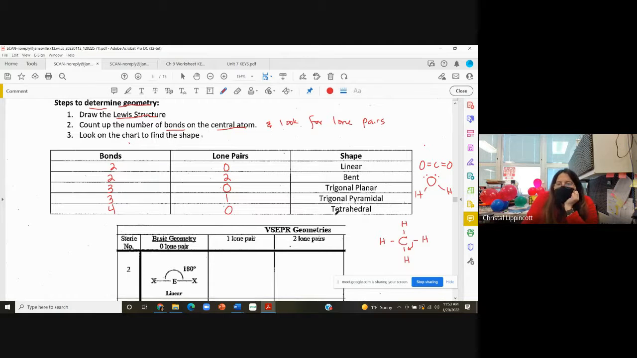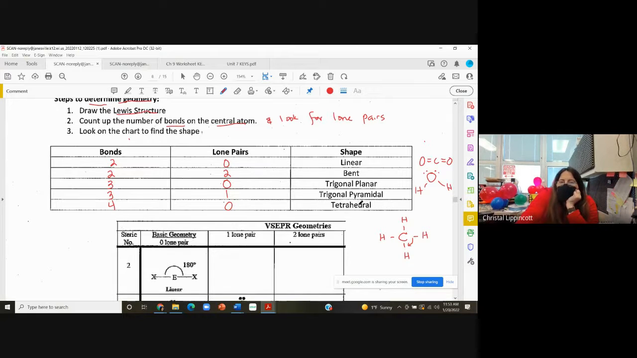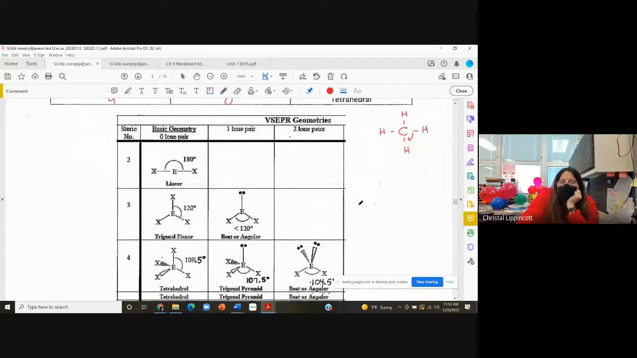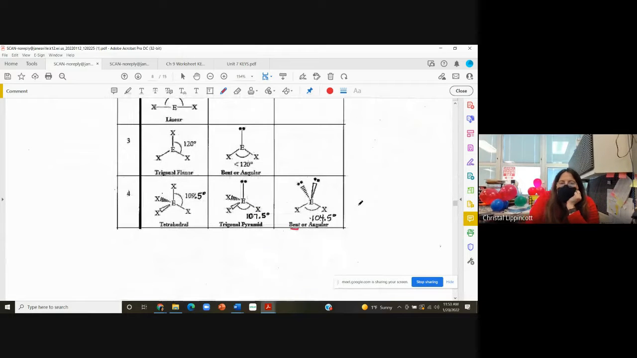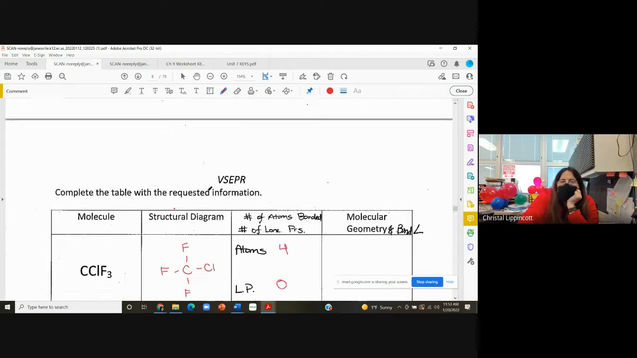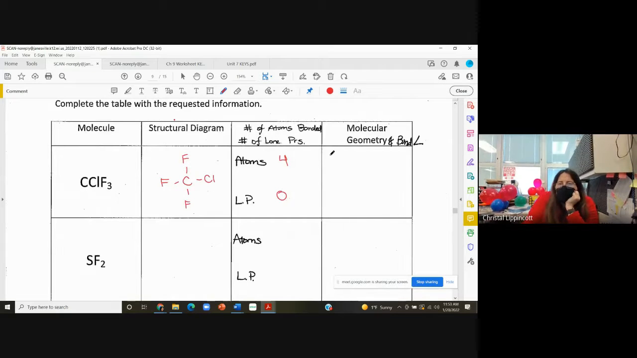So this is tetrahedral. So that is the name of this. And then we look down here at our chart to see what that angle is. That's 109.5. So we're going to go tetrahedral, and 109.5 degrees.